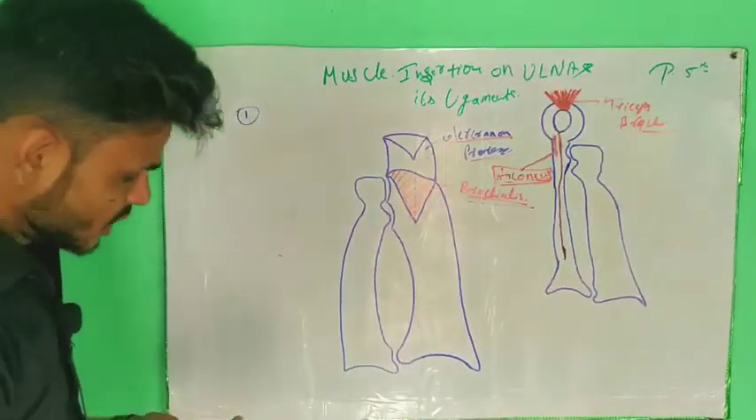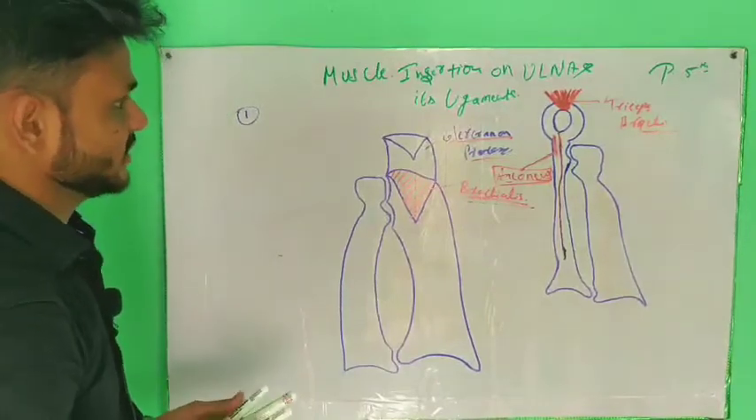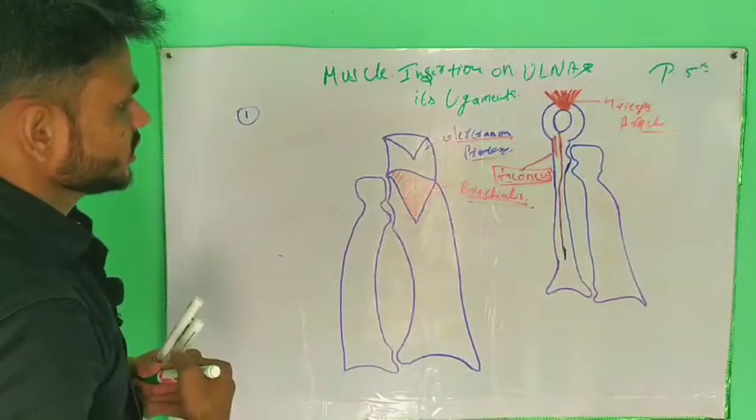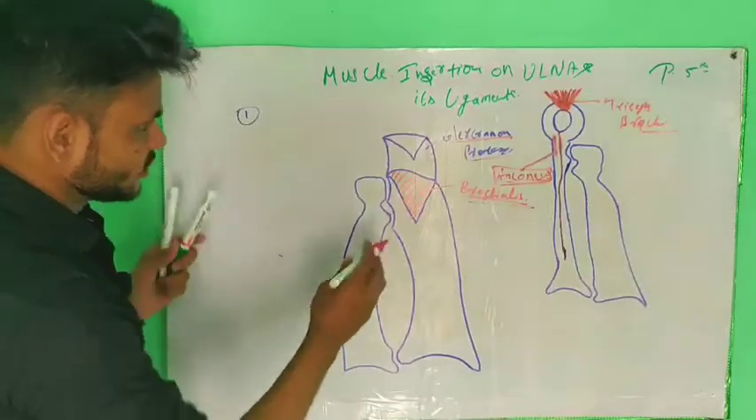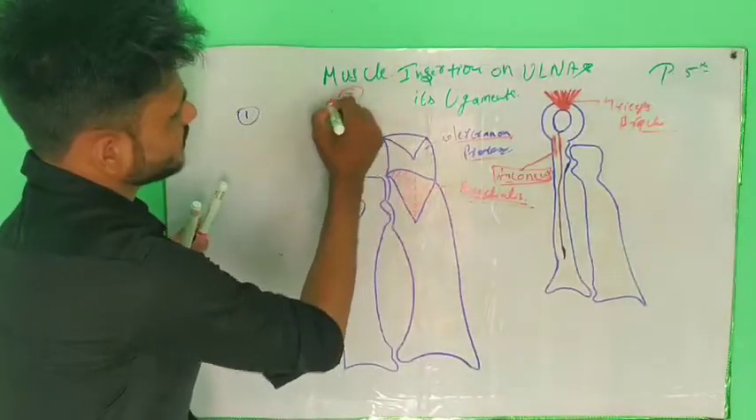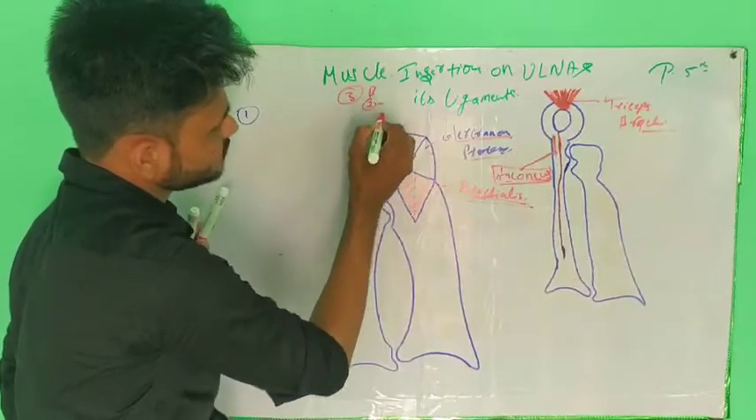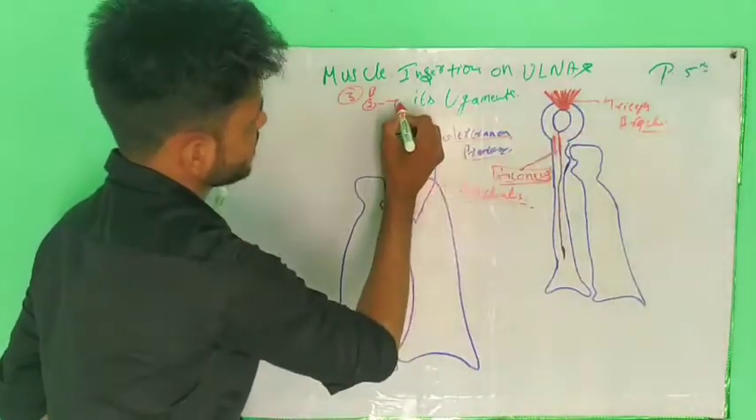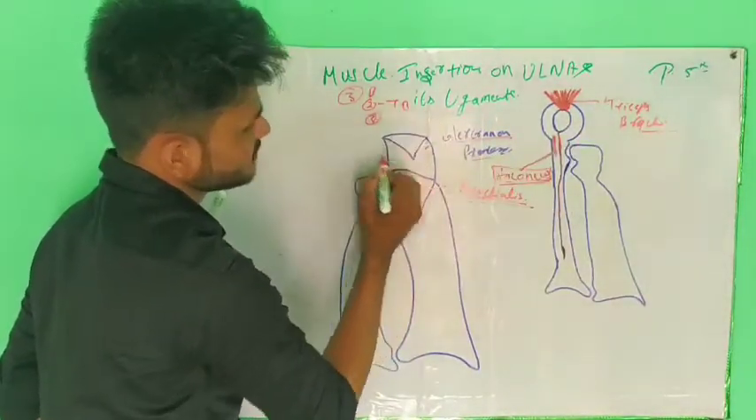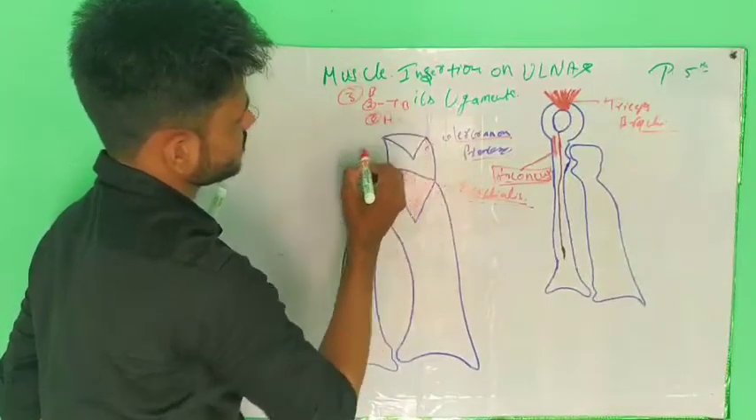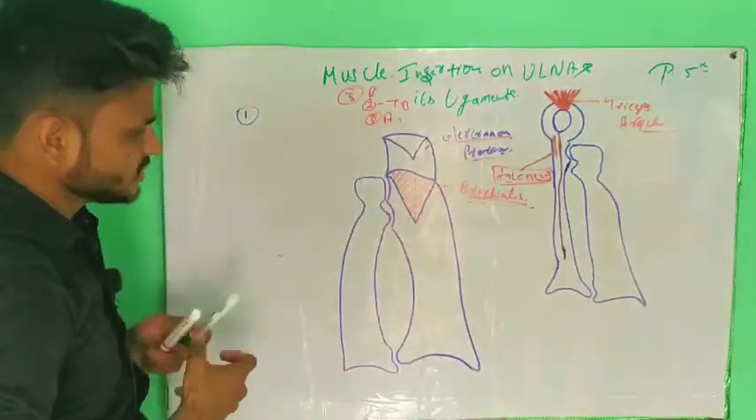Now talk about the ligaments. Three muscles are inserted on the ulna. First is brachialis, second is triceps brachii, and third is anconeus. Now talk about the ligament.